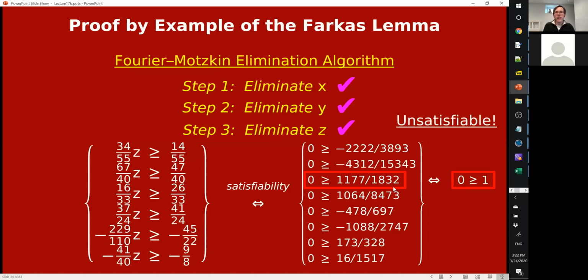Let me also just mention that you can always multiply an inequality by a non-negative number, and it preserves the inequality. So you can always get your final, unsatisfiable equation to be 0 greater than or equal to 1, if you'd like.